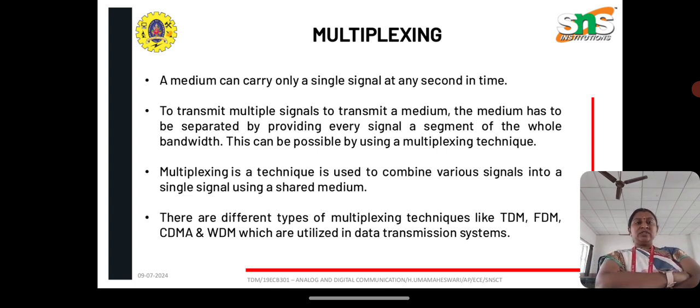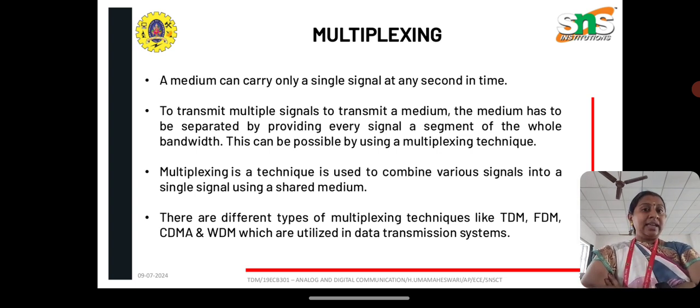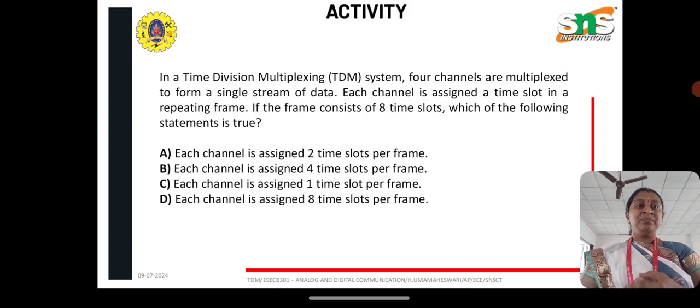There are different types of multiplexing techniques like time division multiplexing, frequency division multiplexing, CDMA, carrier division multiplexing, and wideband division multiplexing, which are utilized in data transmission systems. We'll go with the activity now.